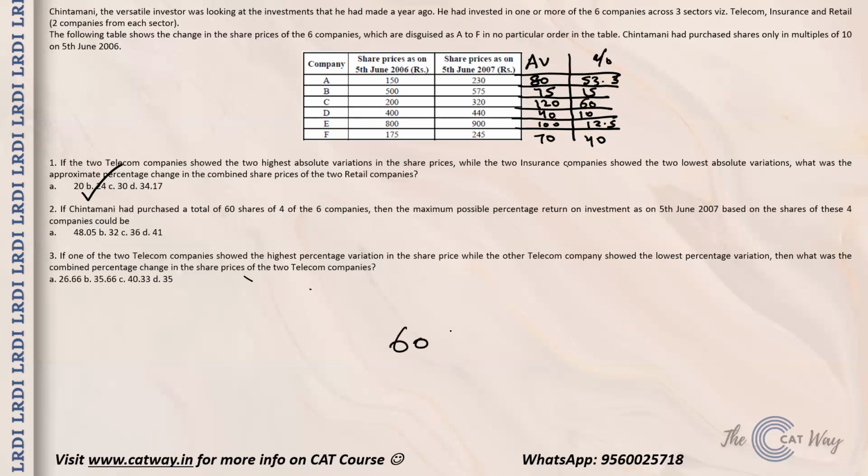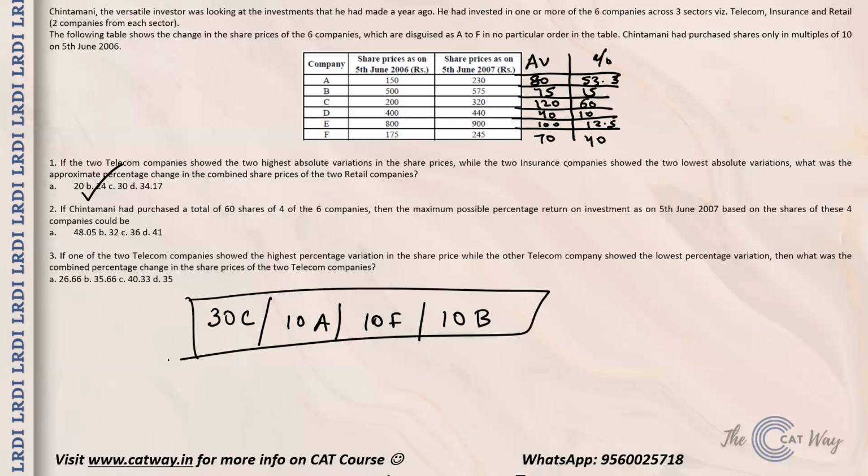So out of 60, if you take 30 of the highest return company and the remaining 3 of the second, third and fourth highest company, then only you will be able to maximize the share value, right? So that means take 30 shares of C, 10 shares of A, 10 shares of F and 10 shares of B have been bought. Okay, so this is how he has bought the shares of the company.